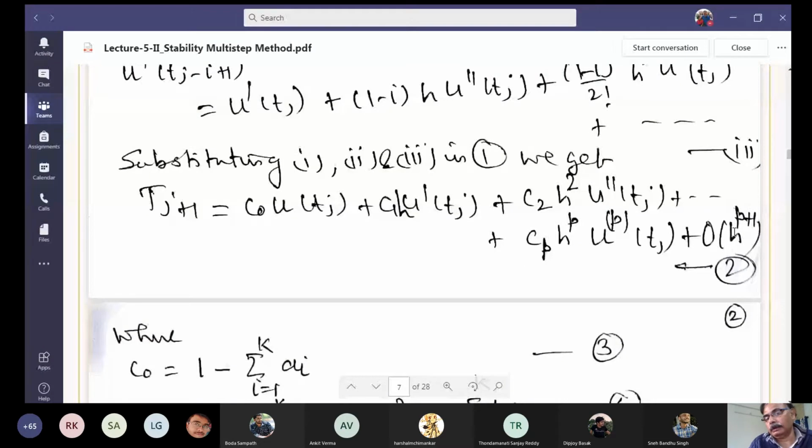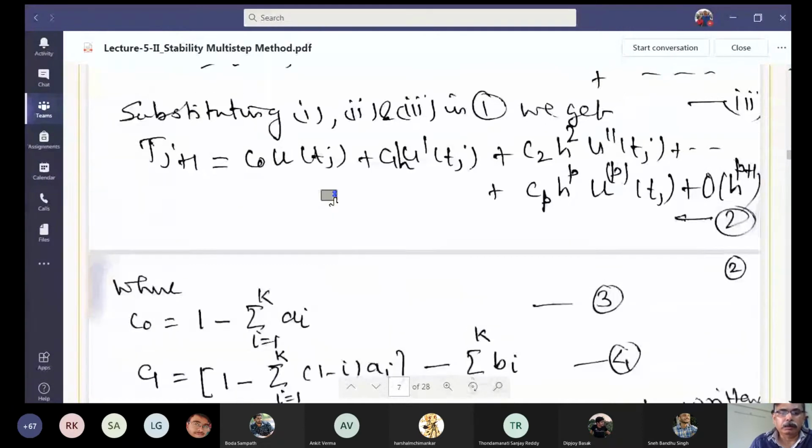Now you can correlate this coefficient with when we gave the relation between sigma and rho; basically the same notation I am using. Is that clear? Yes, sir. Okay. So let us see what will be the coefficient of your u(tj), meaning what will be your C0.